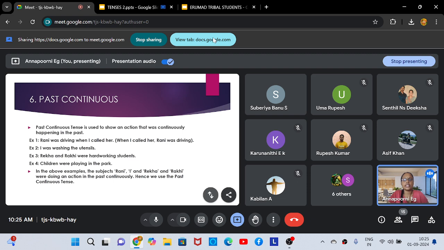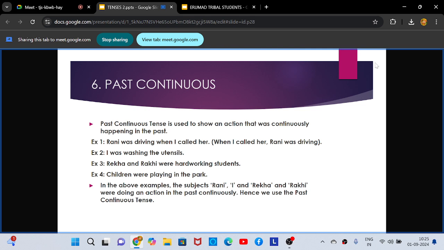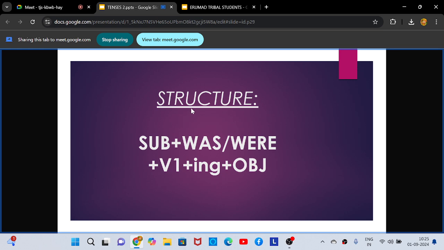Past continuous tense is used to show an action that was continuously happening in the past. So imagine that some action was taking place continuously in the past, so we use the past continuous tense. The structure of this tense is subject plus was or were plus V1 plus ing plus object. We have already seen this in the last class, so I am just giving a recap, that's it. Subject plus was or were plus V1 plus ing plus object.